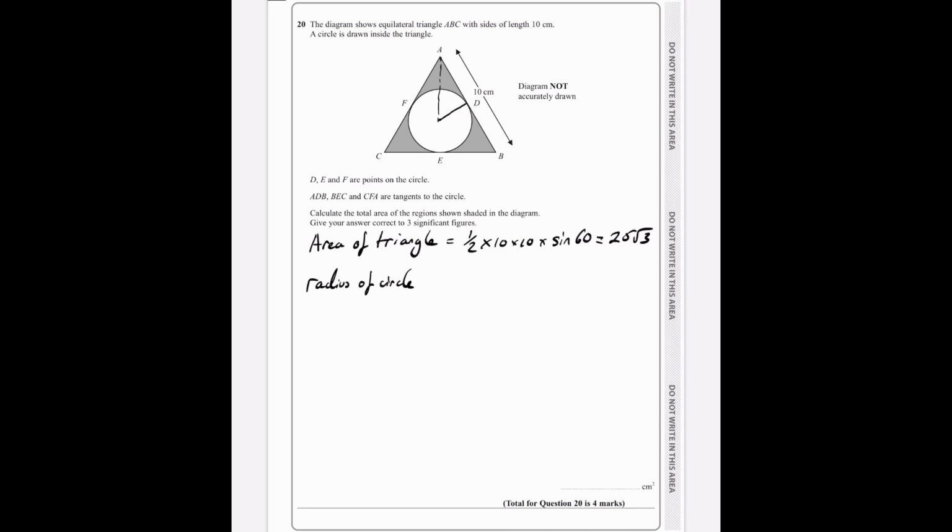For the radius of the circle, I've constructed a little right-angled triangle in the shape. You can see me constructing it there. The angle inside that triangle is going to be 30 degrees. The side length is 5 for the adjacent, and the opposite will be the radius. So tan of 30 will be equal to the radius divided by 5. Or if you prefer, the radius will be equal to 5 lots of tan 30, which is equal to 5 root 3 over 3.